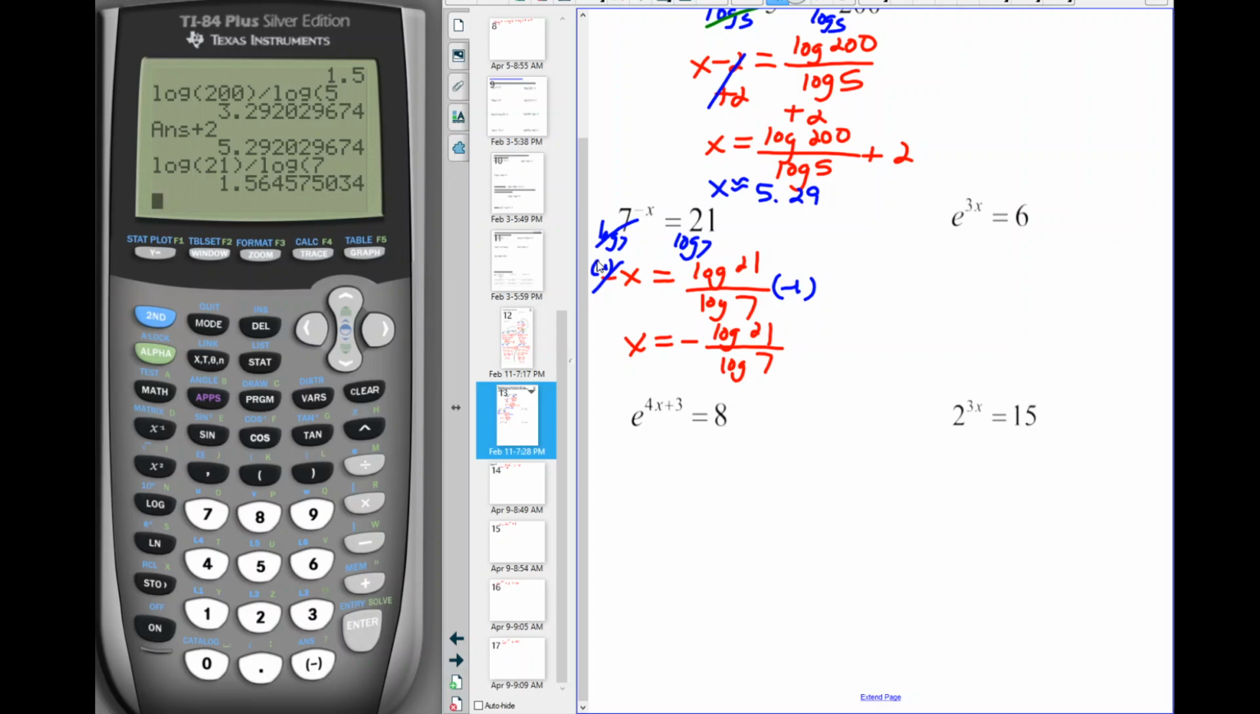Since I already know what log 21 divided by log 7 is, I already put that on the calculator. All I got to do is just now make it negative. So negative 1.56.